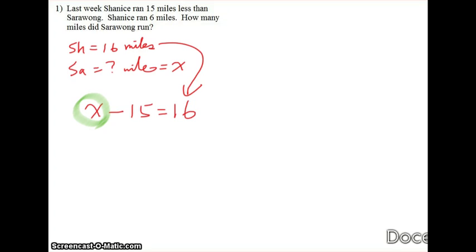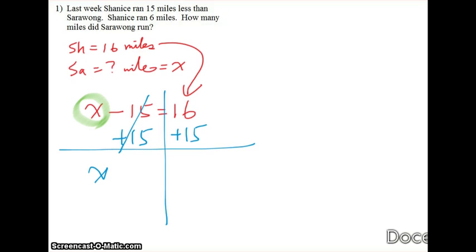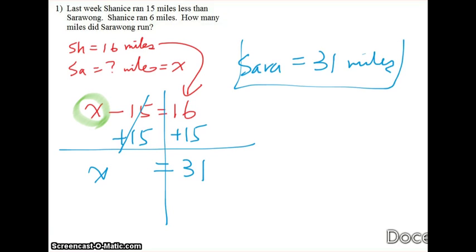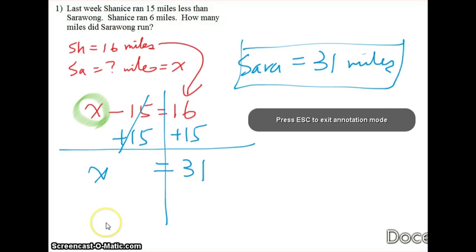Draw the line down. Let me change the color. Add 15 because we're trying to isolate our variable. That's what we've been doing for the entire week. These two cancel out. We have x left over. Equal sign. This equals 31. So Sarah Wong ran, I'm just going to say Sarah ran 31 miles, and that's the answer. The question itself is very easy, but I care about you guys setting up the equation correctly. Okay, so that's that question.